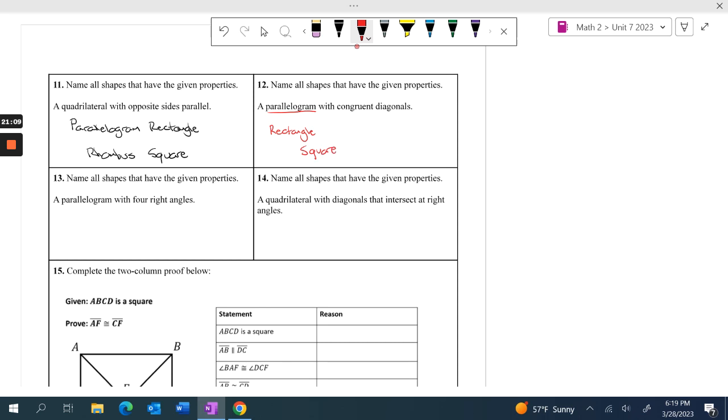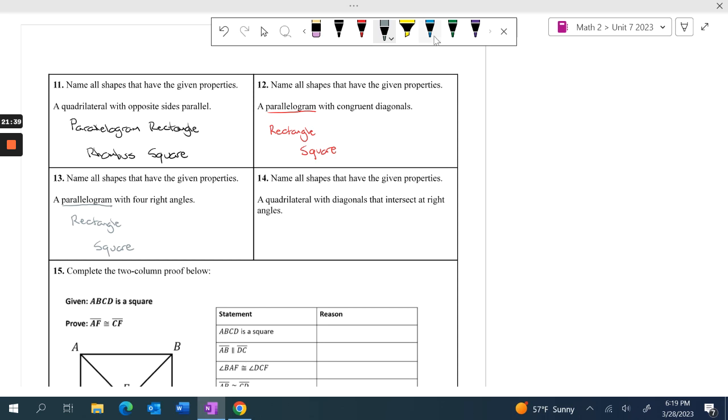Number 13, name all shapes that have the given properties. A parallelogram with four right angles. Now once again, notice it said a parallelogram, so we can only choose from the shapes that are under the parallelogram part of the parallelogram family tree. And from those, we have to choose the ones that have right angles. There's two of them, and it's the same answer as number 12. A rectangle has four right angles, and a square has four right angles.